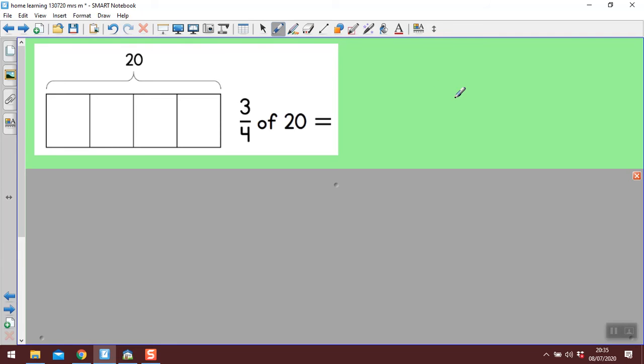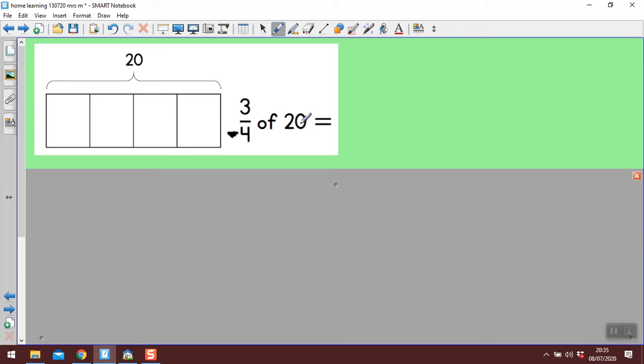Let's have a look at a bar model this time. We need to find 3/4 of 20. So we've got a bar model and it's been split into 4 equal parts. Why has it been split into 4 equal parts? It's because we've got to find in the end 3 out of 4 equal parts. The denominator is the number of sections that you split it into. So 4 equal sections, and we've got to divide 20 by those 4 equal sections. Can you divide 20 by 4?